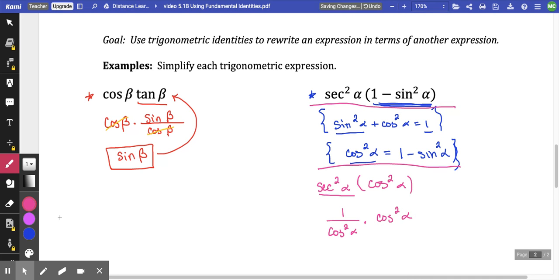And once I have it like that, again, I can use what I know about basic mathematics. The cosine squared of alpha being divided over here and being multiplied there will cancel out. And so that leaves me just with 1. So that's really interesting. That means this very complicated looking thing that we started with is actually just equivalent to a 1.